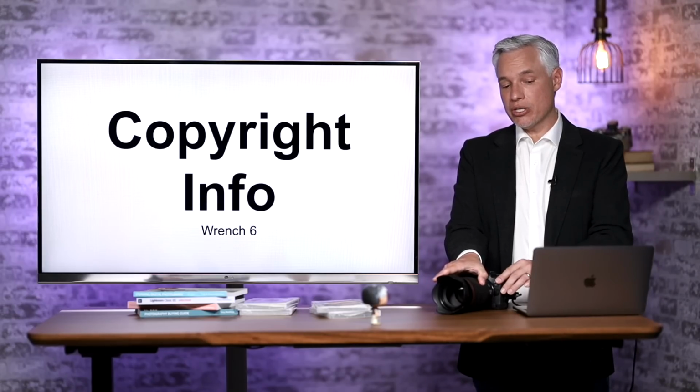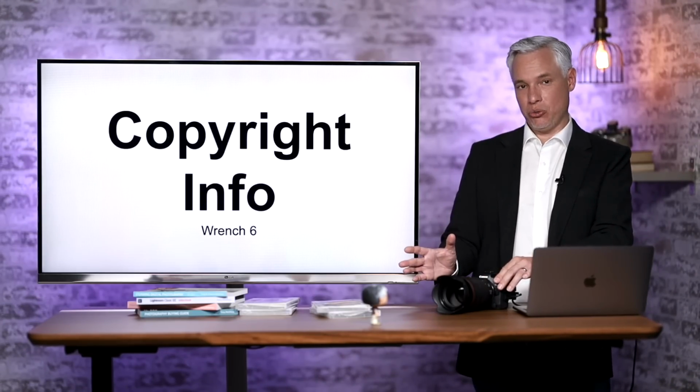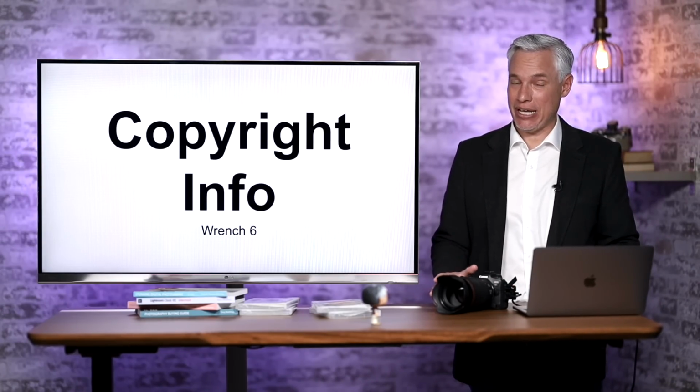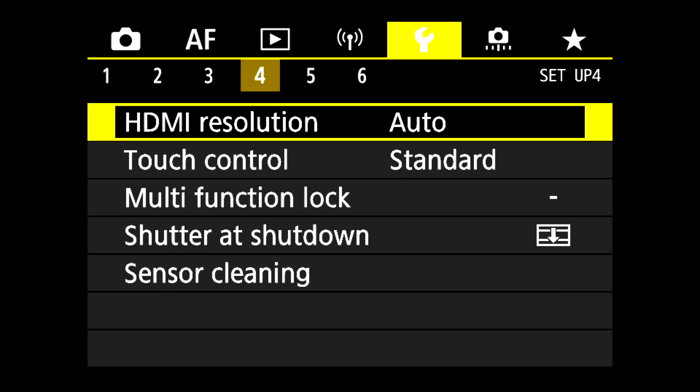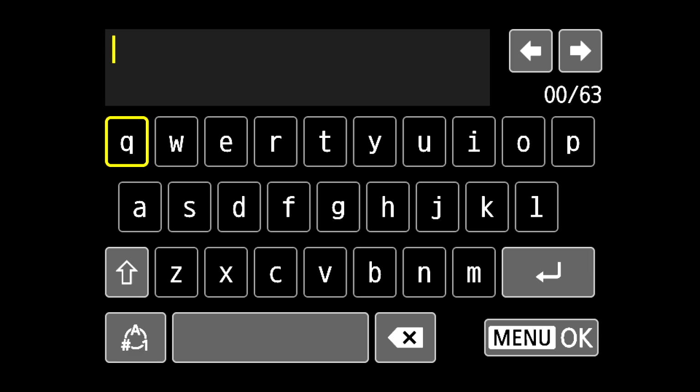You don't need to do this for copyright purposes. Every picture you're taking is automatically copyrighted according to law. However, if you want to add your name into a photo's metadata, perhaps to help somebody find your camera in case it's lost, I want to show you that on Wrench page 6, there's the copyright info page here. I always go in and enter my name here. You can tap this out with the touchscreen to make it a little faster. Add in your name, your phone number.